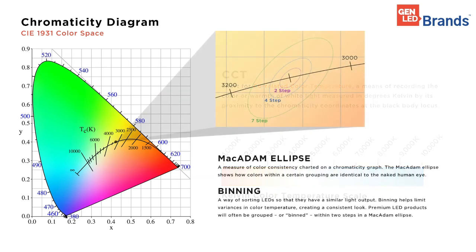When we make our LEDs, we select them from within a two-step MacAdam ellipse, which means they come from within the same very tight ellipse on the chromaticity diagram, an area where any difference in correlated color temperature is undetectable to the human eye. But we can't just take into account the correlated color temperatures of each LED. We also need to unify the hue.